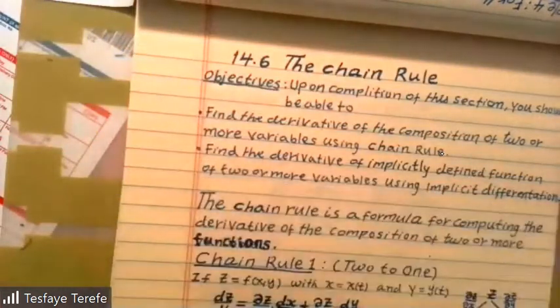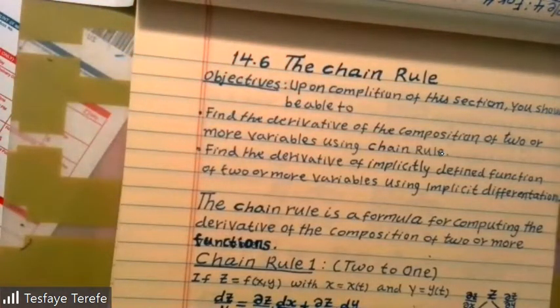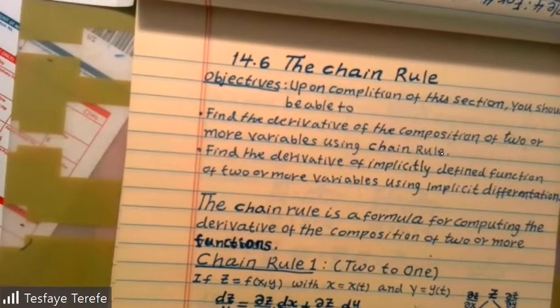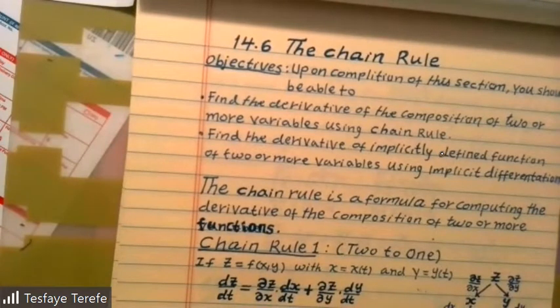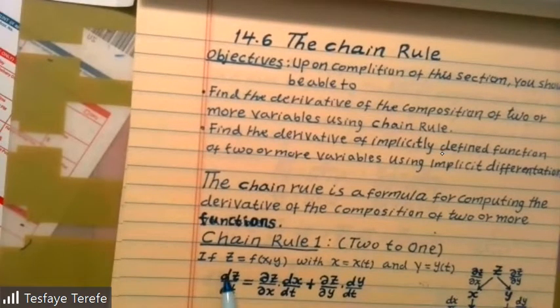Chain rule is a formula for computing the derivative of composition of two or more functions. So you have two types of chain rule in general, two categories. Chain rule one, that means two variables of the original function composed with a function of single variable. So 2 to 1, that is what I mean by that. If z equals f of x, y, that means the exterior function, and with x equals x of t and y is equal to y of t, a single parameter or variable t.